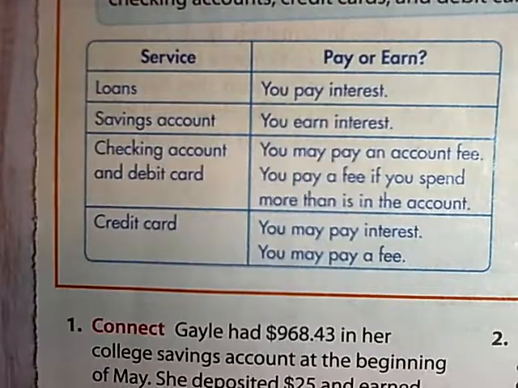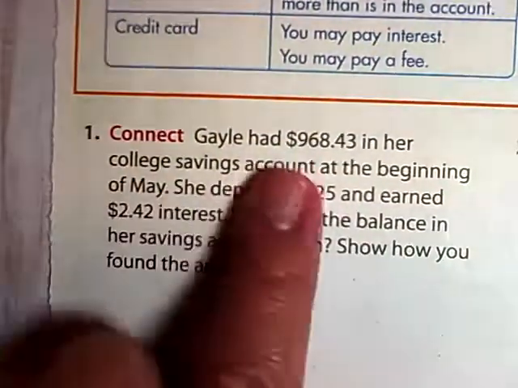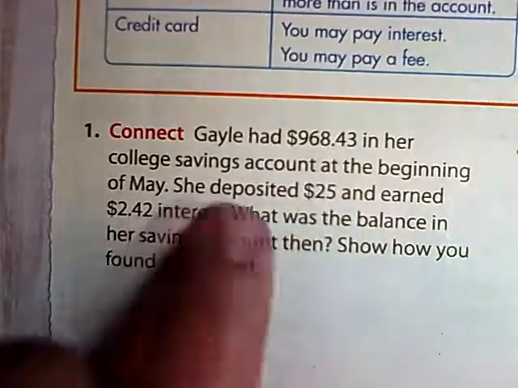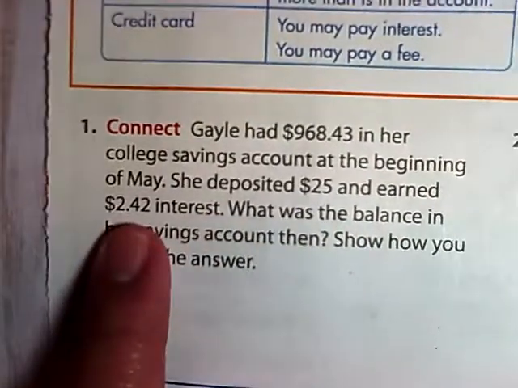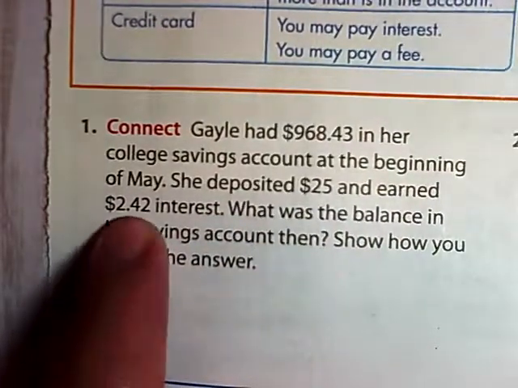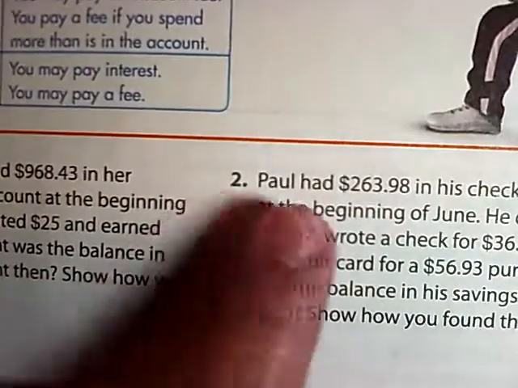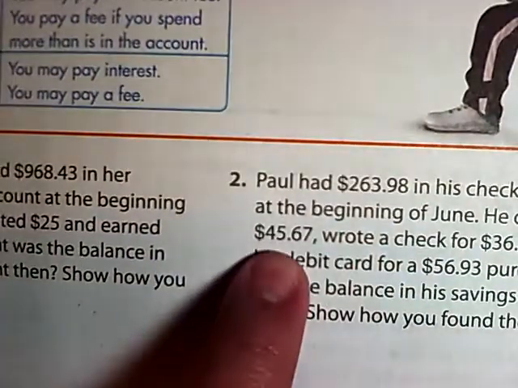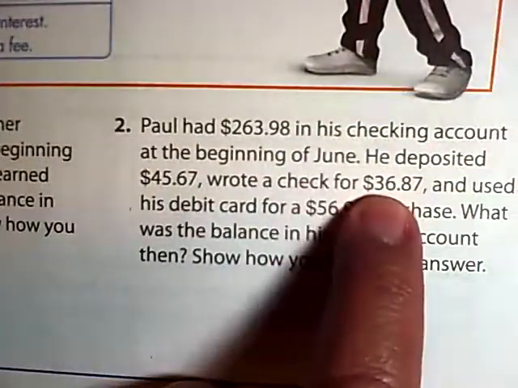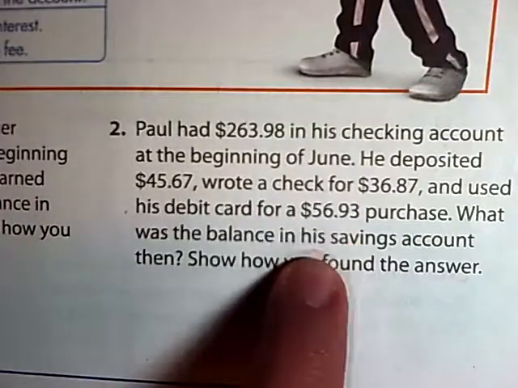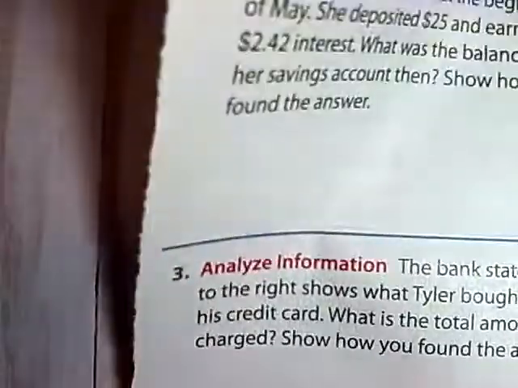Okay, so number one, simple enough, is basically telling us that you start out with this, you deposit or put into the account this much, and you earn, which means that the bank pays you. So you have to add all these amounts to that to find the balance. On number two, you start out with this, you deposit that, but then you withdraw or take out using checks. You take this out and you use your debit card for that. So you still have to find the balance, but in this one, it's a little bit different.